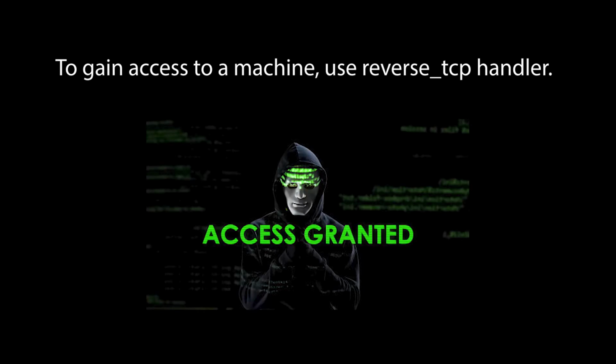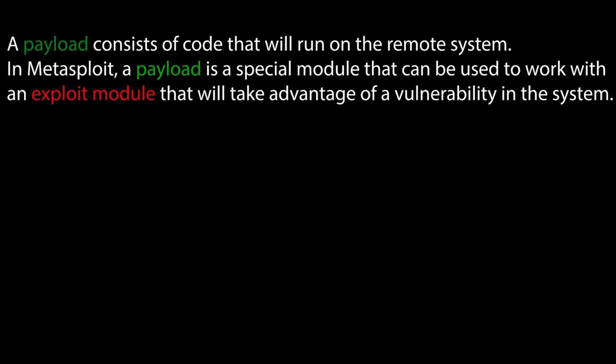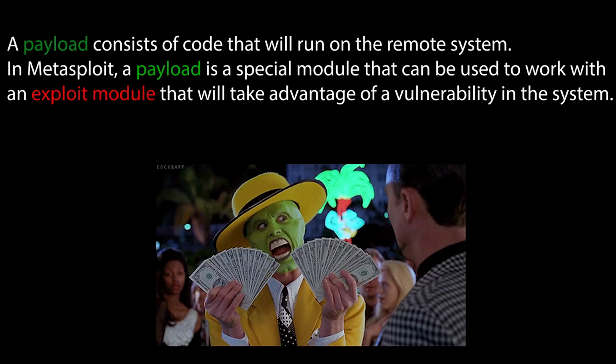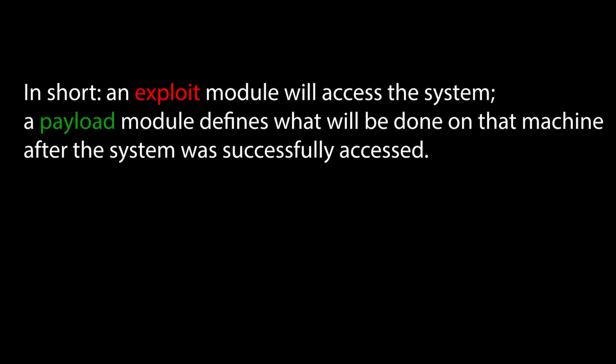To gain access into a machine, you can use the reverse TCP handler. A payload consists of code that will run on the remote system. In Metasploit, a payload is a special module that can be used to work with an exploit module that will take advantage of a vulnerability in the system. In short, an exploit module will access the system. A payload module defines what will be done on that machine after the system was successfully accessed.